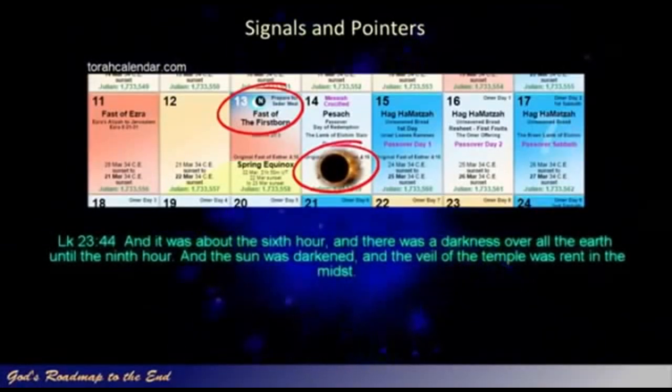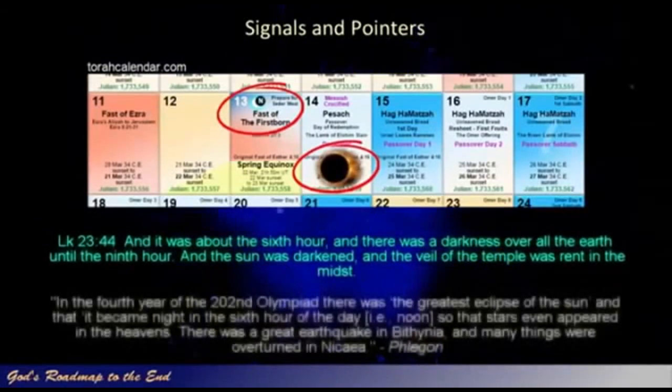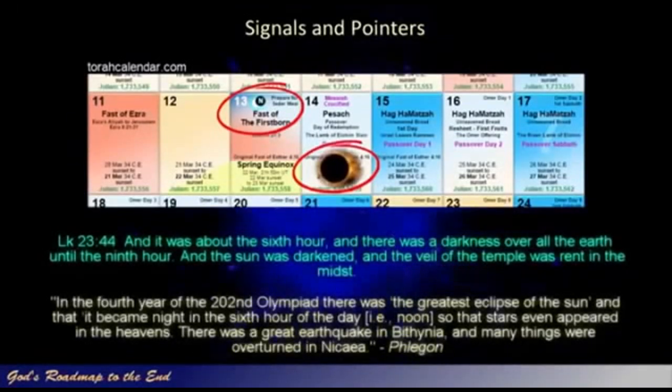This is what the Greek historian Phlegon wrote. In the 4th year of the 202nd Olympiad, there was the greatest eclipse of the sun, and it became night in the 6th hour of the day, so that stars even appeared in the heavens. There was a great earthquake in Bithynia, and many things were overturned in Nicaea.